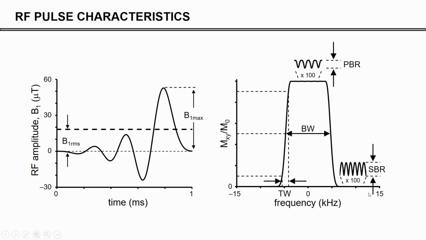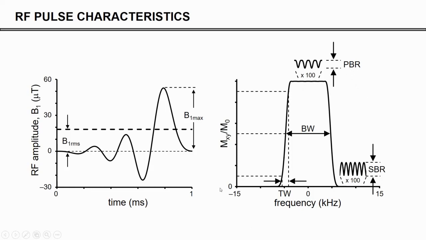Then in the frequency domain, important parameters are the bandwidth, the excitation bandwidth or the inversion bandwidth, and the transition width, how fast the frequency profile goes from no excitation to full excitation. Then how large are the imperfections or the stop band ripple outside the excitation band, and how large are the imperfections inside the pass band, or the pass band ripple.